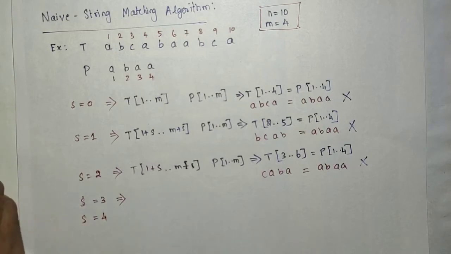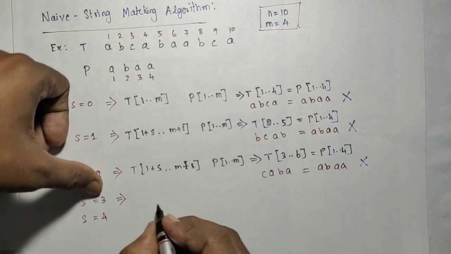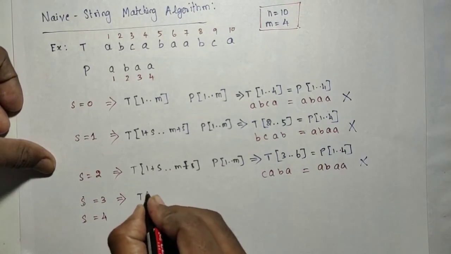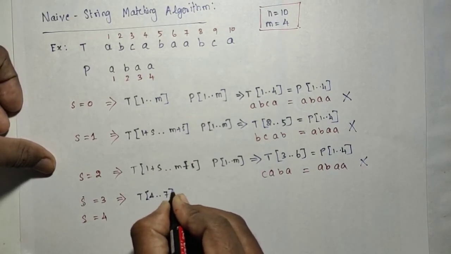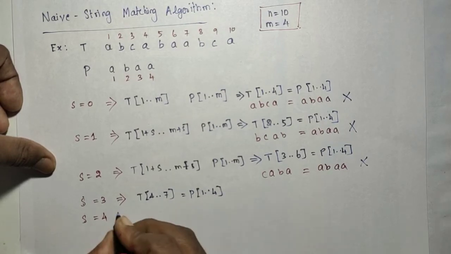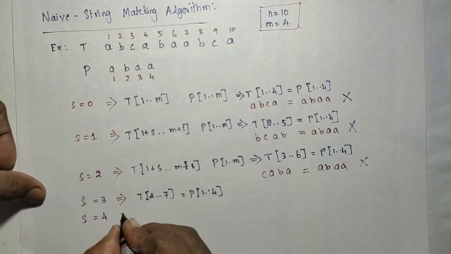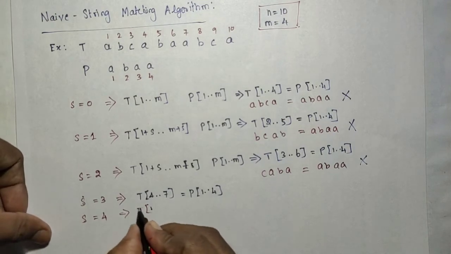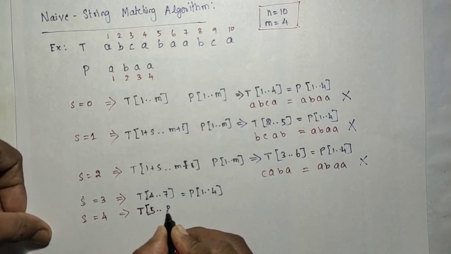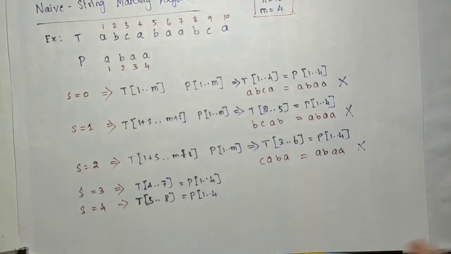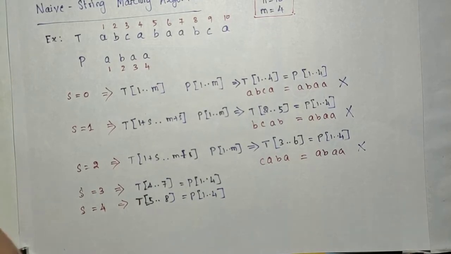S equal to 4 means the next t of 4 to 7 is compared with p of 1 to 4. Okay. S equal to 4 means t of 5 to 8 is compared with p of 1 to 4. Okay. Similarly, I need to continue to S equal to 5.